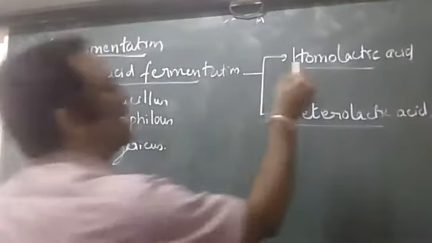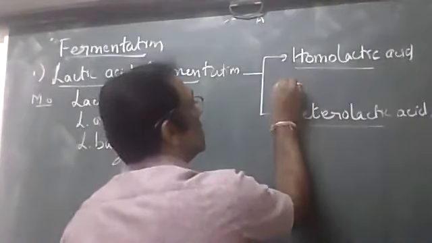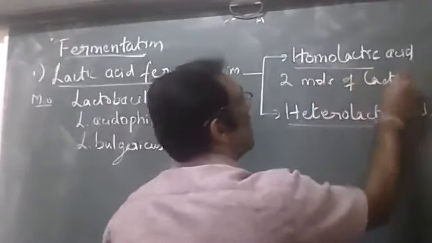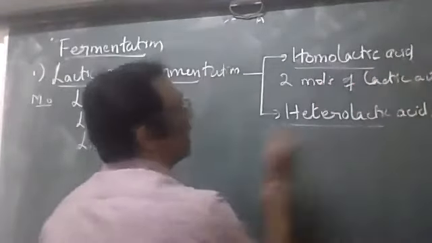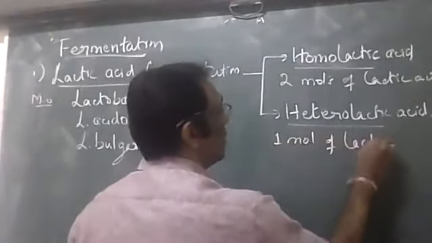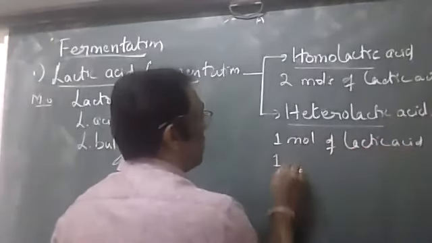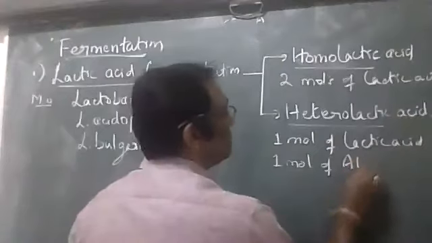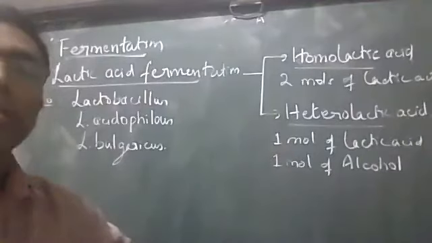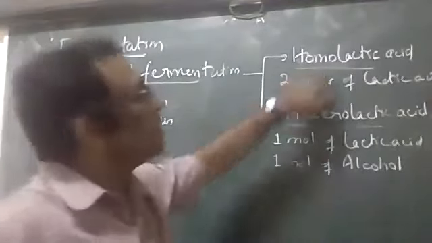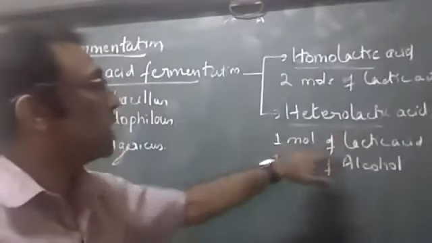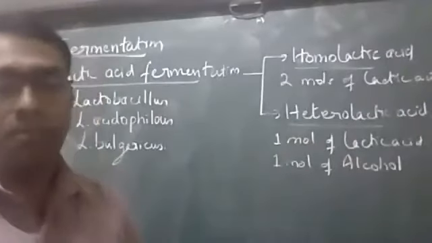Homolactic acid fermentation ends in giving two molecules of lactic acid. It gives only lactic acid here, whereas heterolactic acid fermentation gives one molecule of lactic acid and one molecule of alcohol. All of you following this? Did you understand? Homolactic acid gives two molecules of lactic acid in the end, whereas heterolactic acid fermentation gives one molecule of lactic acid and one molecule of alcohol.